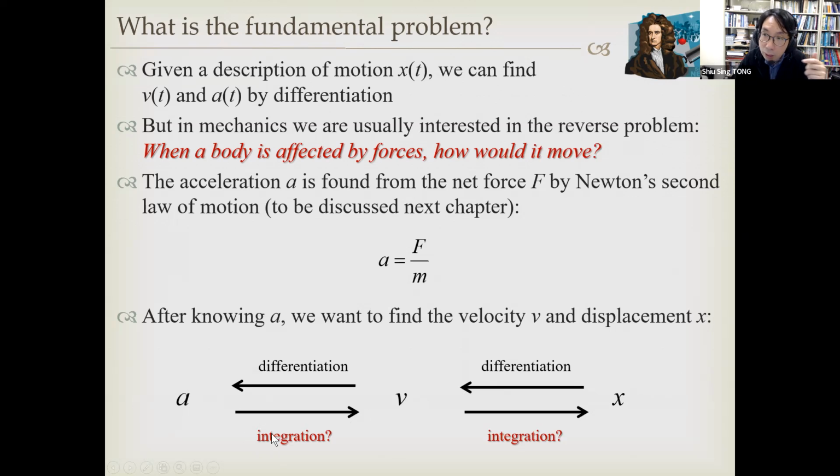So when we go in the reverse direction, we expect an operation that is the reverse of differentiation. If I go from x to v, I need differentiation. That means when I go from v to x, I need an inverse operation of differentiation. And needless to say, I think you know from your high school study that the inverse operation to differentiation is integration, right? So by doing an integration of a, I should get the velocity v. And by doing another integration of v, I should get x. So that's how the problem proceeds.